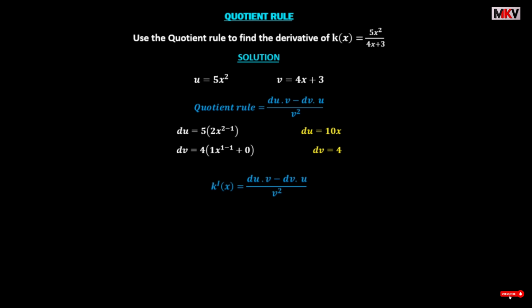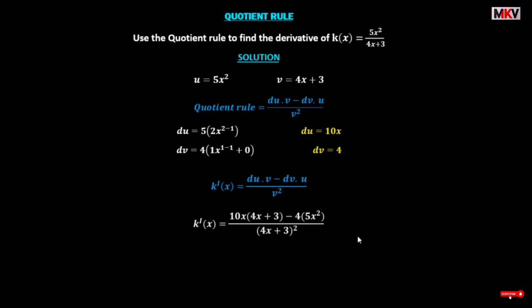Now, to find the derivative of this function, we state the quotient rule again, which is du times v minus dv times u all over v squared. So now let's do our substitutions. Our du is 10x, so we substitute that. Then the v, which is 4x plus 3. Then our dv is 4. Then our u is 5x squared. Then we know v to be 4x plus 3, so we bring that here and square it, as the formula asks us to do.